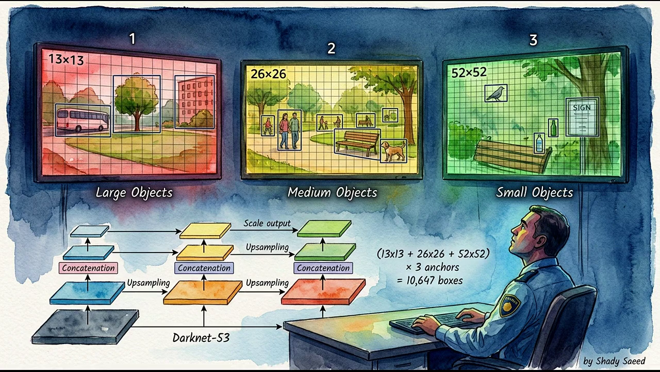YOLO v3 in 2018 was all about detecting objects at 3 different scales. It's like having 3 security cameras: wide angle for big objects, standard for medium, and zoom for small. The network predicts at 13x13, 26x26, and 52x52 grids using a feature pyramid network. With 3 anchor boxes per scale, that's 10,647 prediction boxes per image, vastly more than YOLO v1's 98.